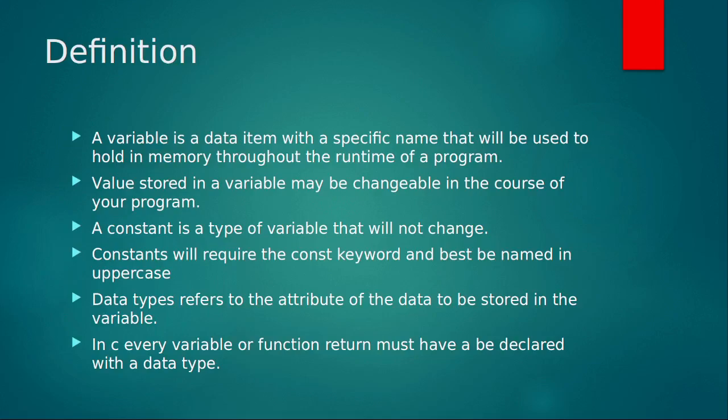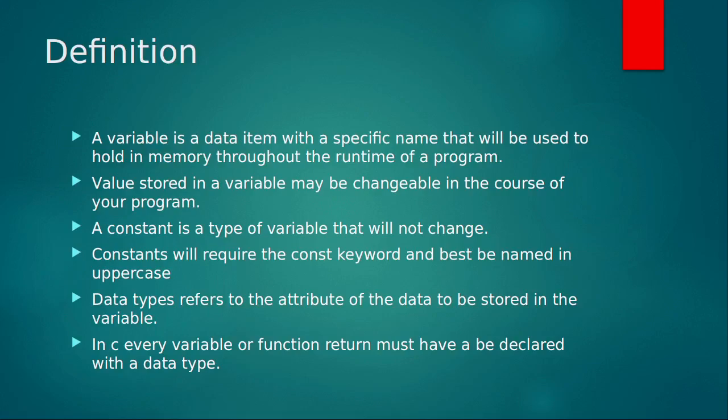However, you could decide to have a constant. A constant is a type of variable that will not change. If you want to write a constant in C, you must use the const keyword, which we'll look at shortly. You will use the const keyword, and then it is best to name your constant in uppercase. Write the name in uppercase.